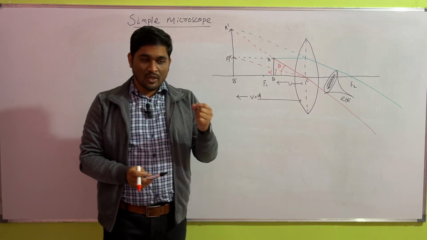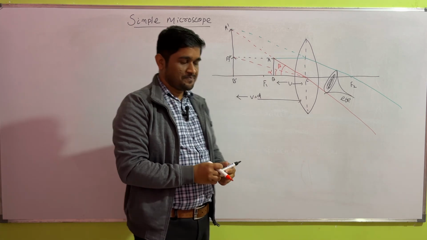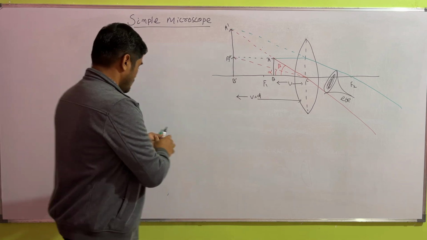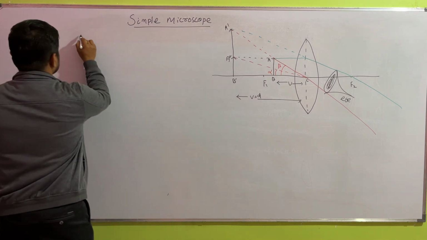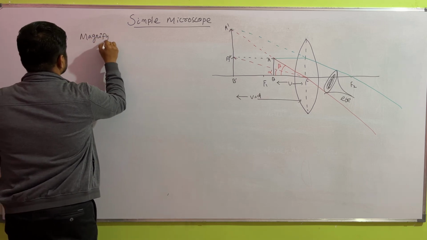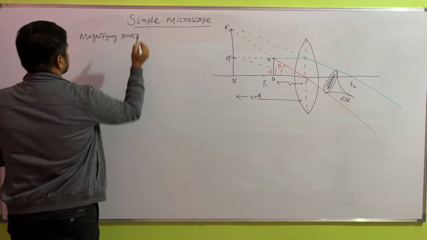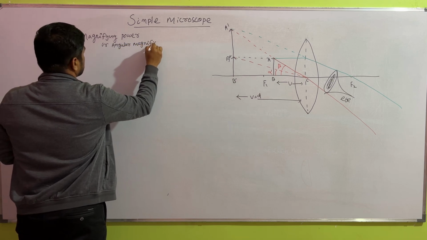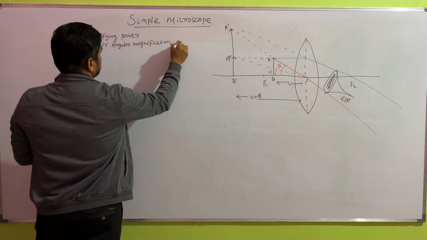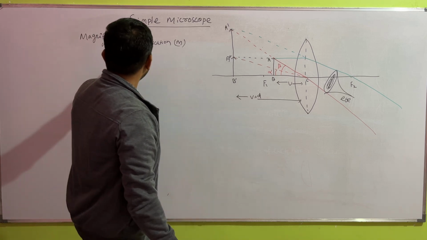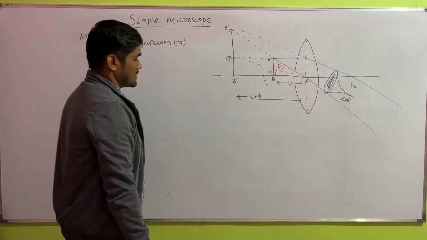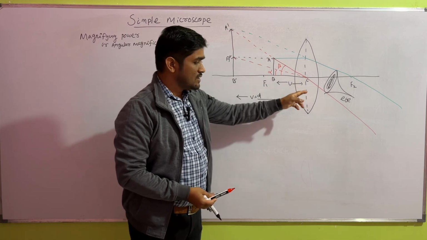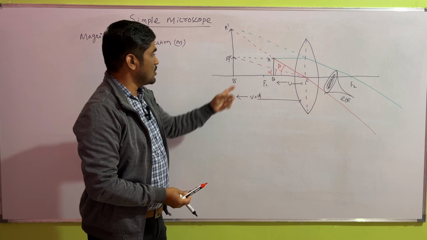So here we have to use the term angular magnification, that is also known as the magnifying power. So the magnifying power or angular magnification, that is m. So the formula of magnifying power or angular magnification is the angle subtended by the image at the eye to the angle subtended by the object at the eye.